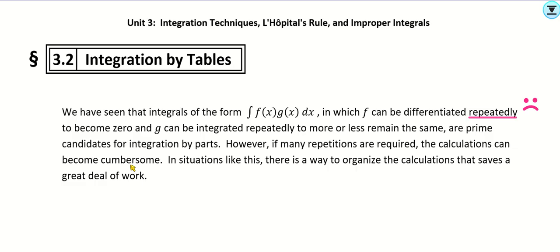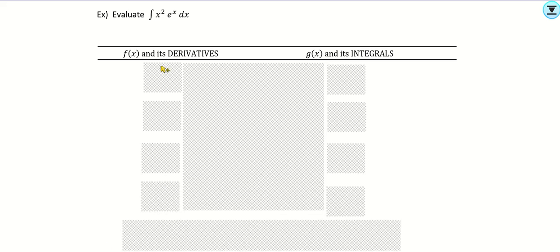And again, just to repeat something important, this integration by tables technique really comes in handy, and it's really only useful when, as the notes say, many repetitions are required for this f of x to differentiate repeatedly down to 0. Anyway, let's just get to this example.